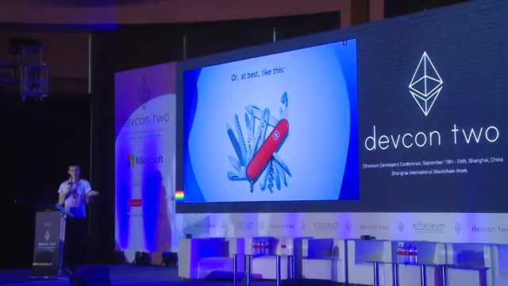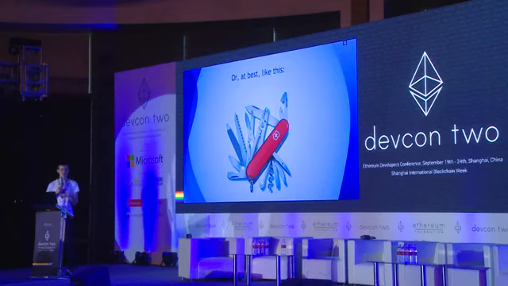So after this, in 2013, there were people who were making protocols that looked like this: a Swiss Army knife. Basically, you come up with a list of 10 or 20 features you want to have, make a little tiny thing for each one of them, stick them together into a knife, and there you go, that's your product. Or in this case, that's your blockchain.